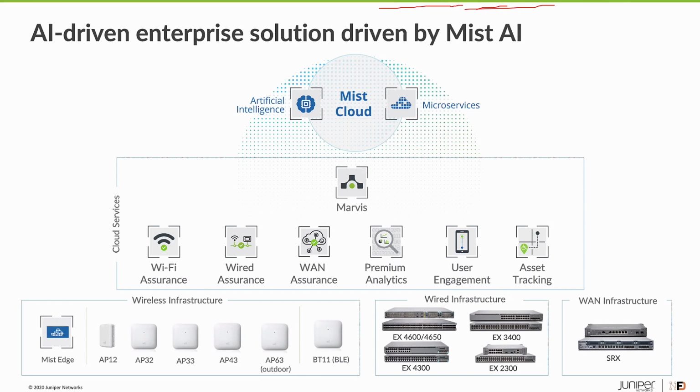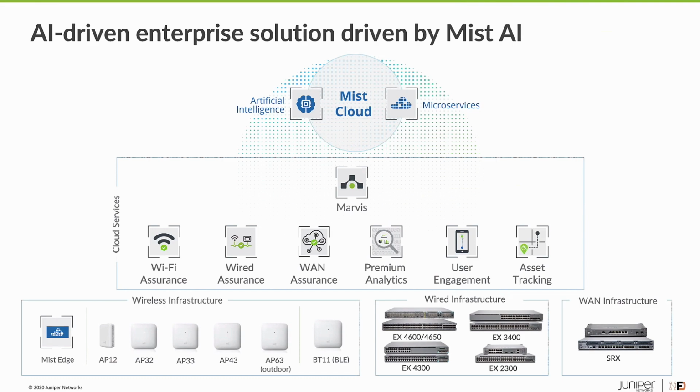Now, everything that we do is offered as a service, and so we have a variety of cloud services that are available that you can purchase to basically enable certain features to do certain things on the network. Like for example, later today, Sunalini is going to talk about contact tracing and how we leverage user engagement and asset tracking to do that.